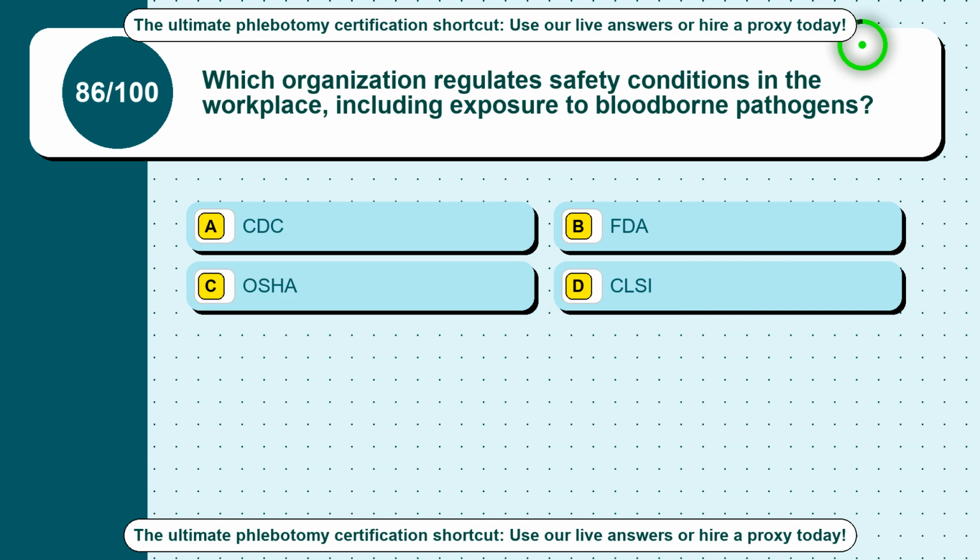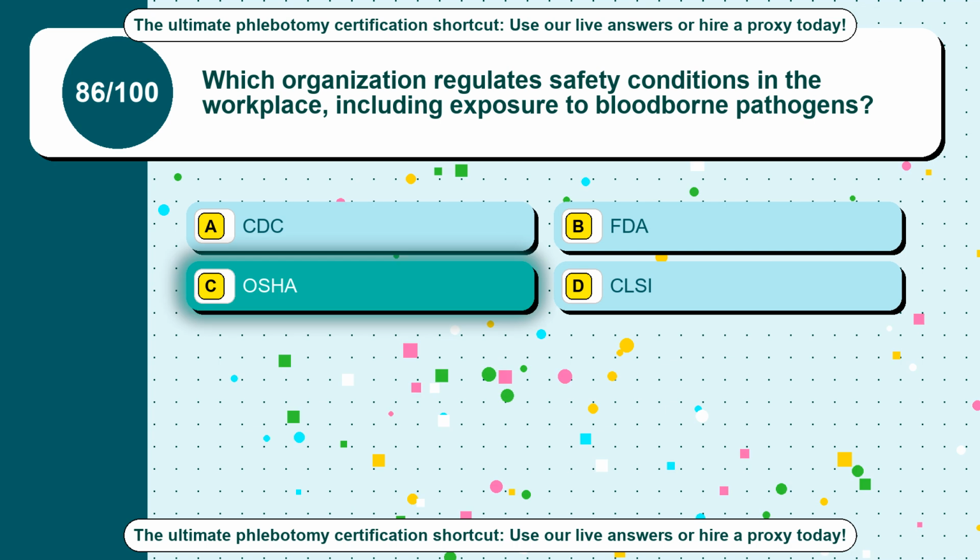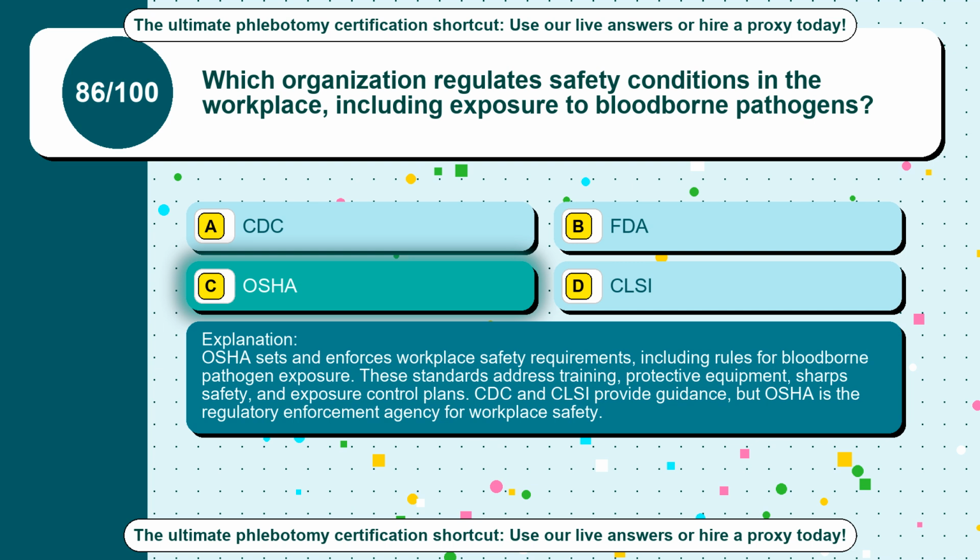Question 86. Which organization regulates safety conditions in the workplace, including exposure to blood-borne pathogens? Option A, CDC. Option B, FDA. Option C, OSHA. Option D, CLSI. The correct answer is option C, OSHA. OSHA sets and enforces workplace safety requirements, including rules for blood-borne pathogen exposure.